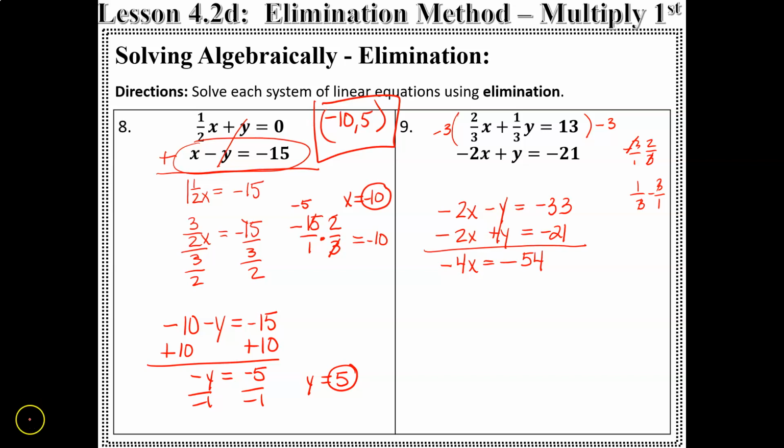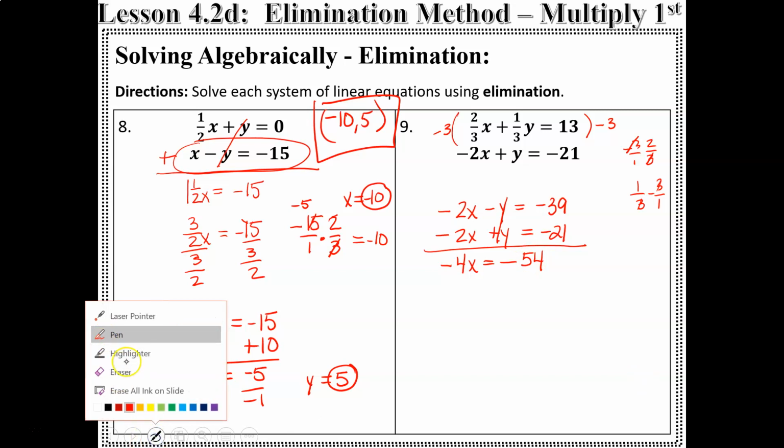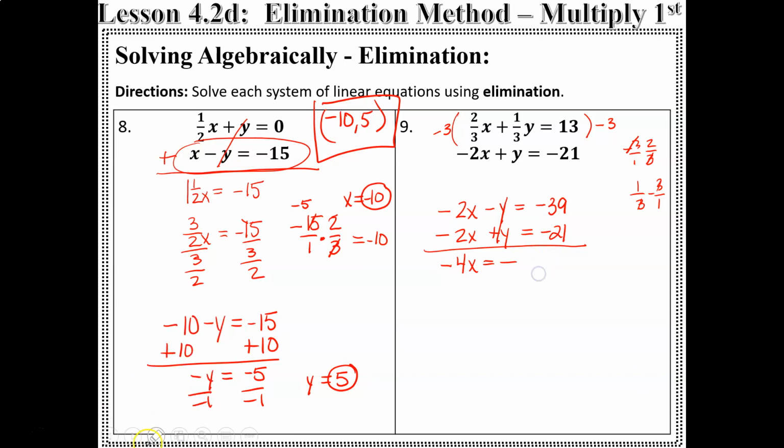Mrs. B did something wrong. Hold on, let me find my mistake. This is -39. There's my error. -13 or -3 times 13 is 39. Sorry about that, kids. So -39 and 21 is now 60. I'll erase it. -60. And when you divide by -4, you get x is 15. Sounds a lot better. Okay?